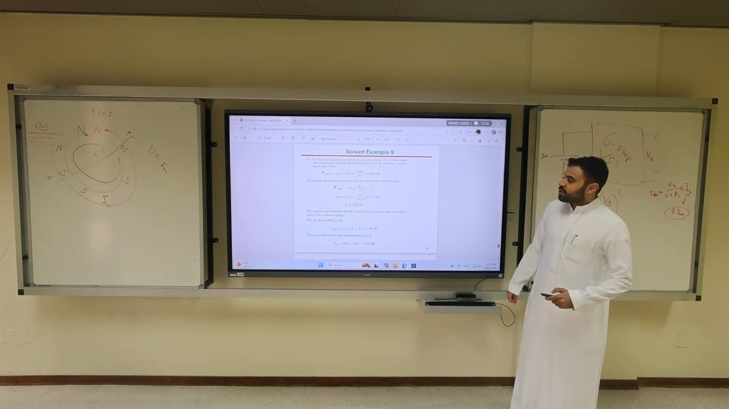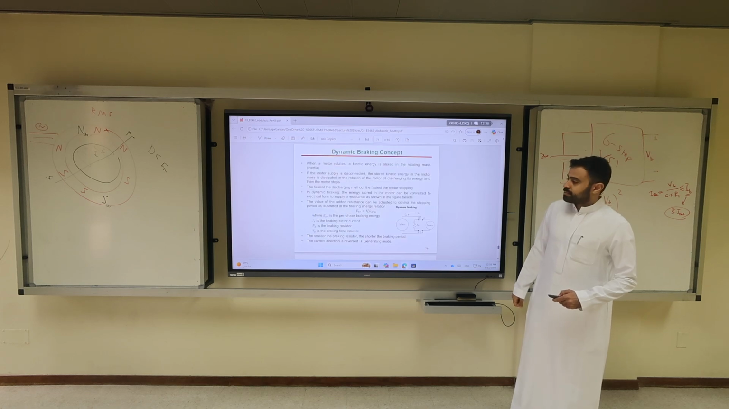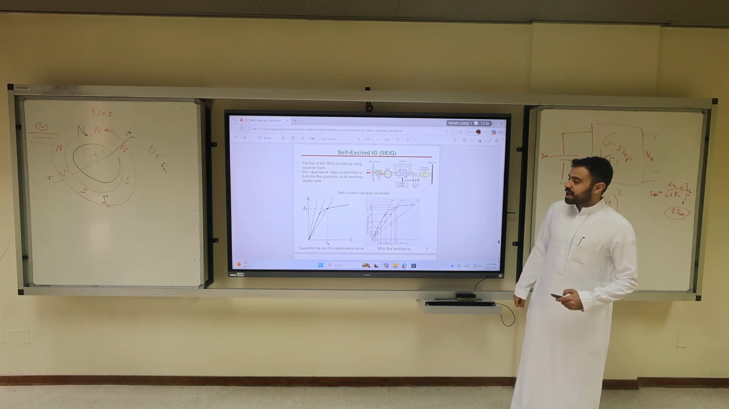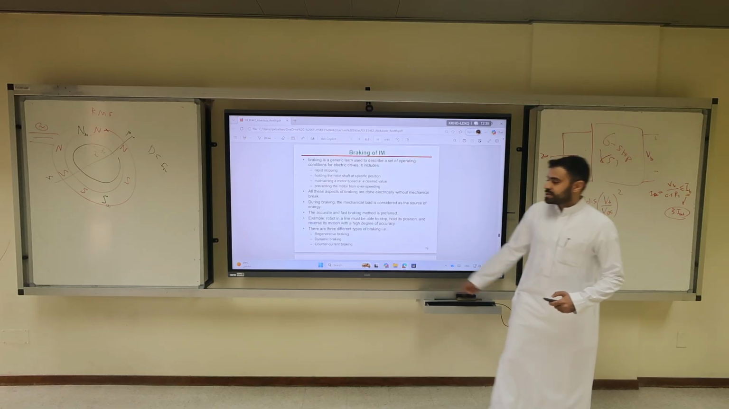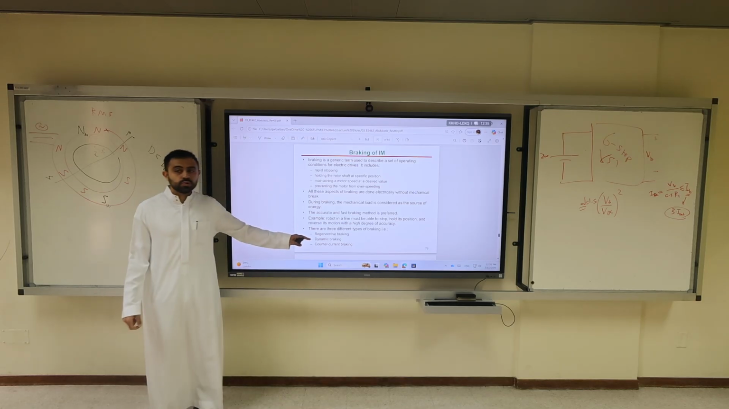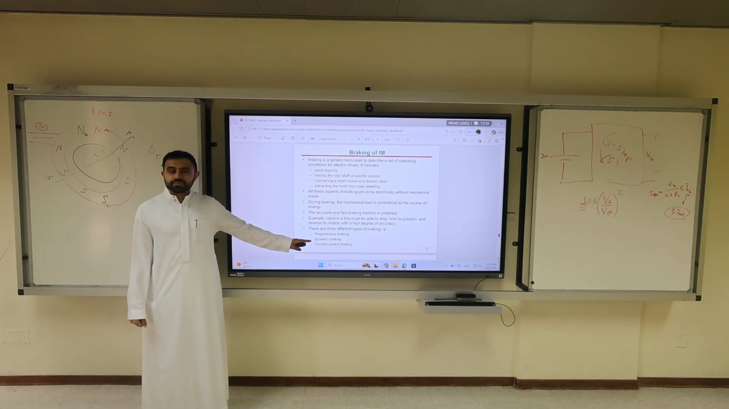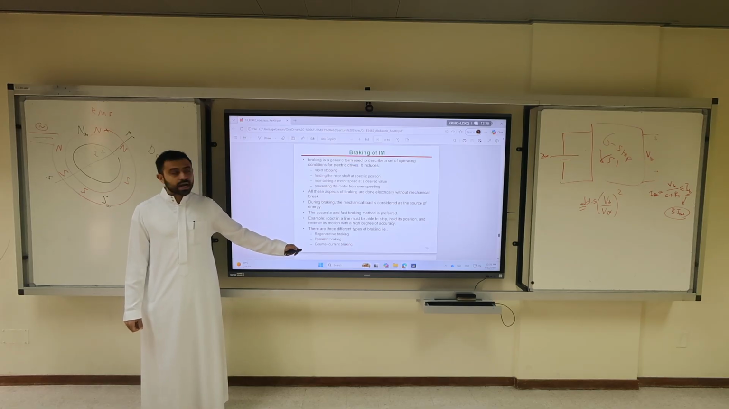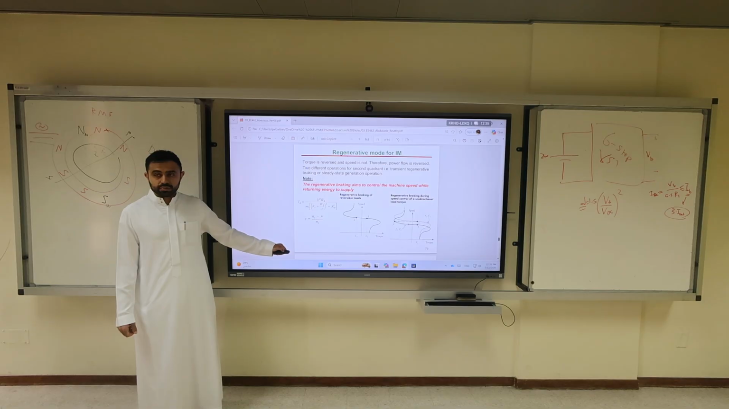So how many types of braking did we have? 3. We had 3 different types of braking. The first one is regenerative braking. We already covered that. Regenerative braking is for active loads. Dynamic braking, how many types? 2, resistor and field. Counter current braking is the third type, which we will cover now. Okay?